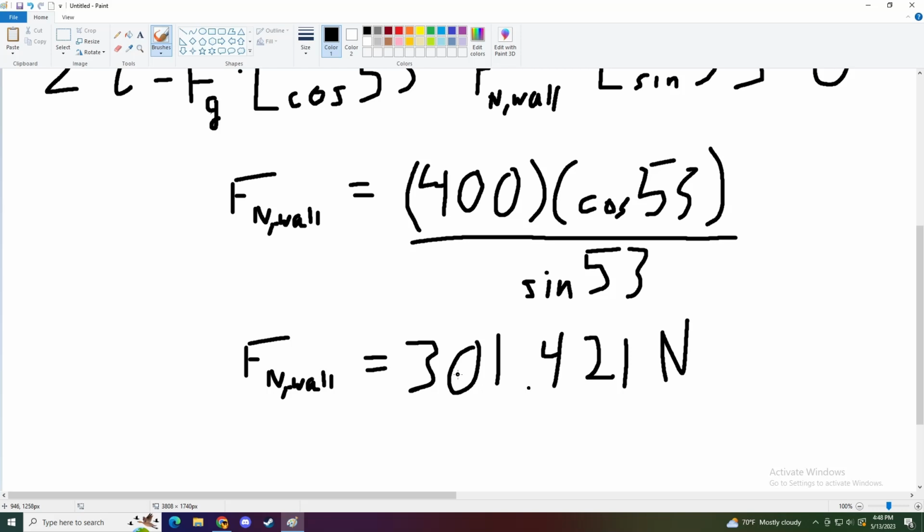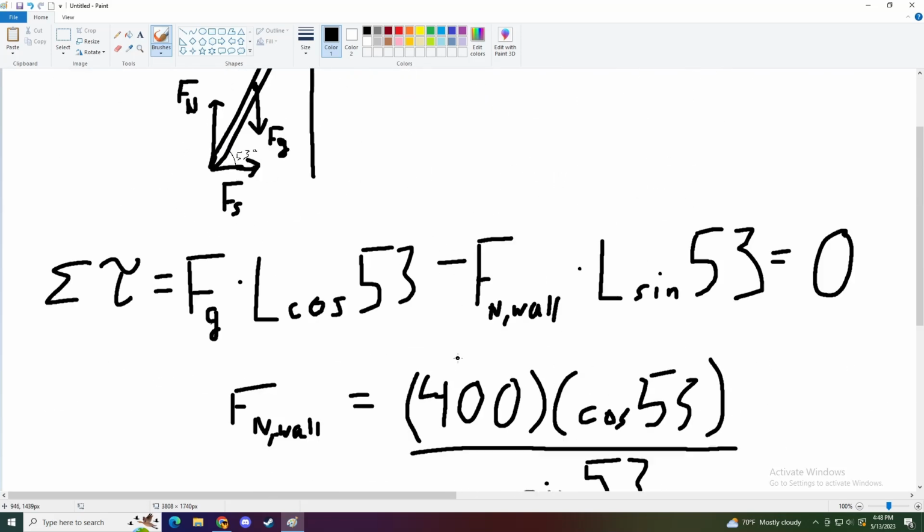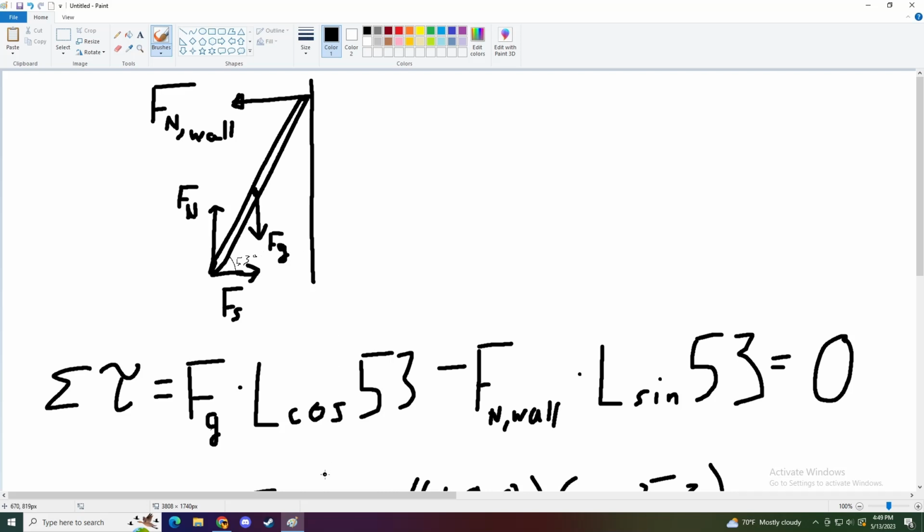However, this is incorrect. And that's because when we found the distance to pivot for Fg, we put it down as L cosine 53. But if we did that, that would imply this entire distance here. But as you can see, that distance is only halfway. So what we should have done is put it down as L over 2 to get the distance from here to here.